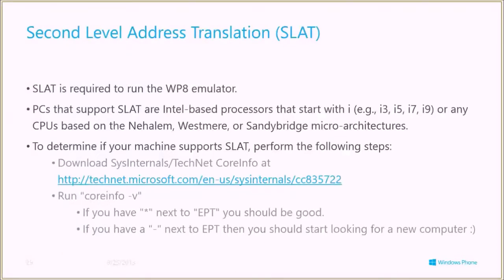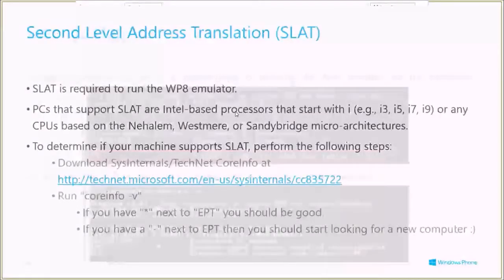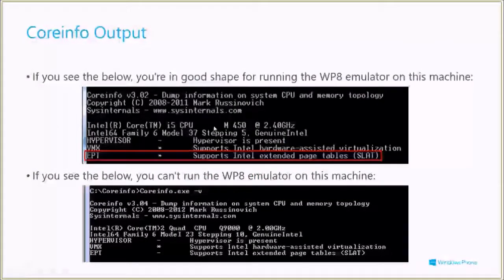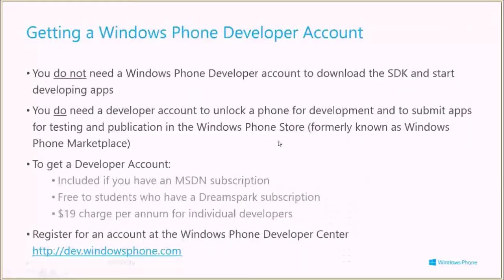So, getting a Windows Phone developer account: you do not need a developer account to download the SDK, as we mentioned. You just need a developer account to unlock a phone for development and submit for testing. It used to be $99, now it is just $19. That's what you pay on a yearly basis for individual developers. If you're a student, that's free. If you're a startup and you join the BizSpark program from Microsoft, most probably you're going to get the MSDN subscription, and then you get that for free too.